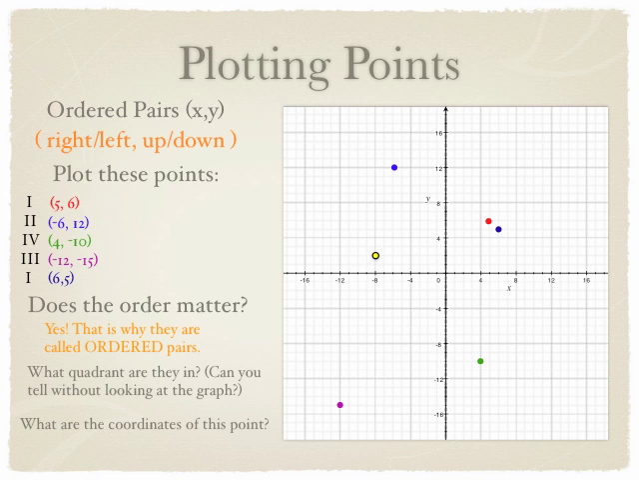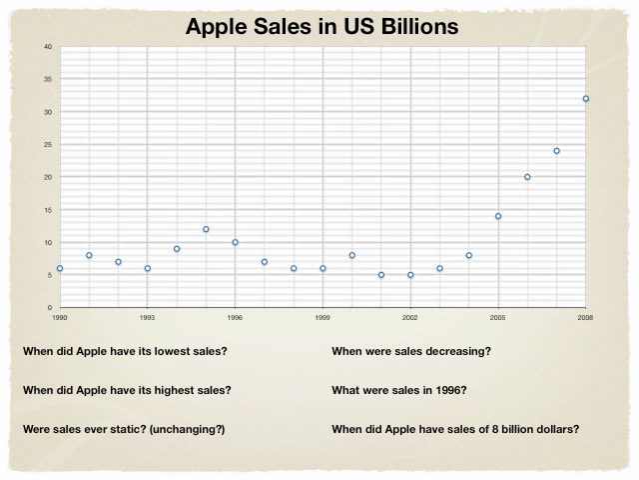What are the coordinates of that yellow point right there? Well, for the yellow point, I know that I'm going left and right first. So I go left 8, so that gives me -8. And then I go up 2, so that gives me the point -8, 2.